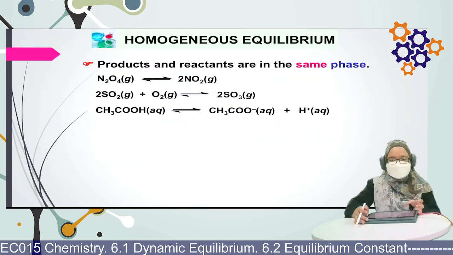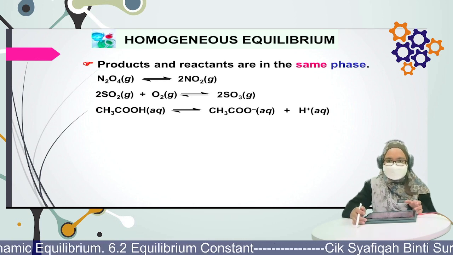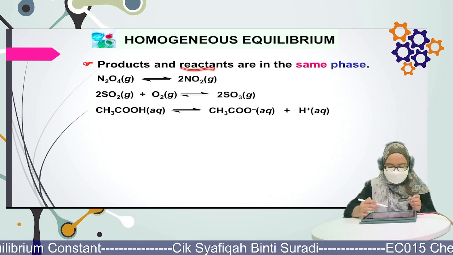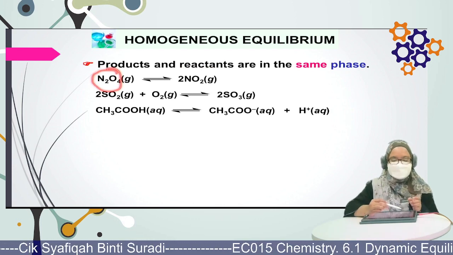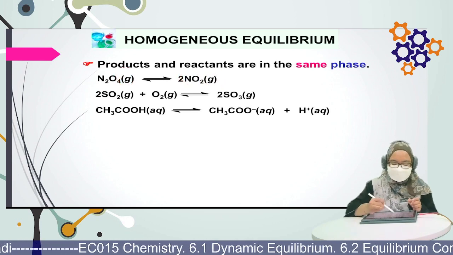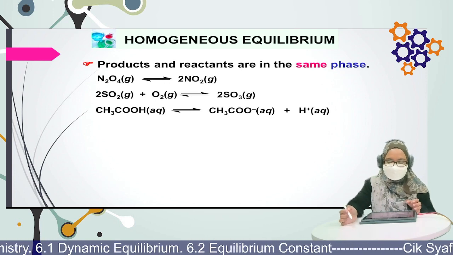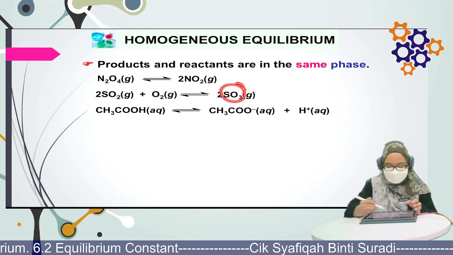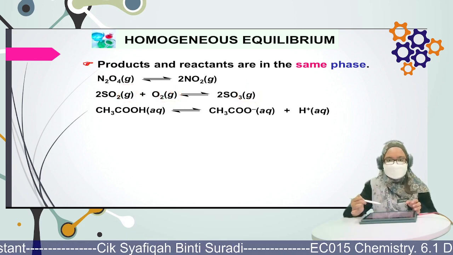Okay, so first we look at homogeneous equilibrium. So what is homogeneous equilibrium? Homogeneous equilibrium is when the products and reactants are in the same phase. For example, here N2O4 is in the gas phase, and NO2 is also in the gas phase. So this reaction is homogeneous; it will reach homogeneous equilibrium. It is the same with this one, SO2 gas plus oxygen gas to form SO3 gas. All of these are in the same phase, gas, so this is also homogeneous equilibrium.